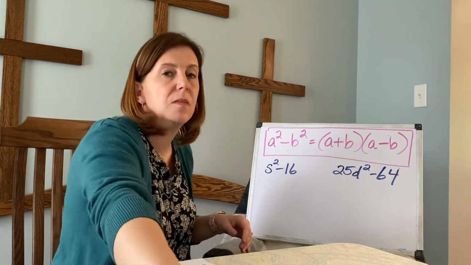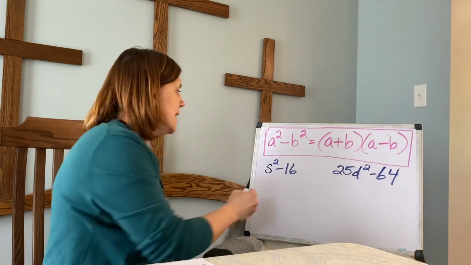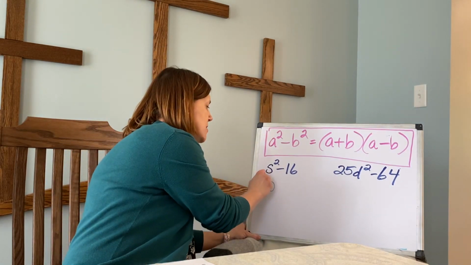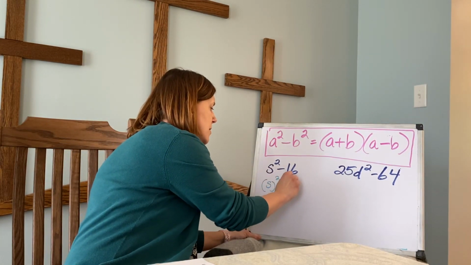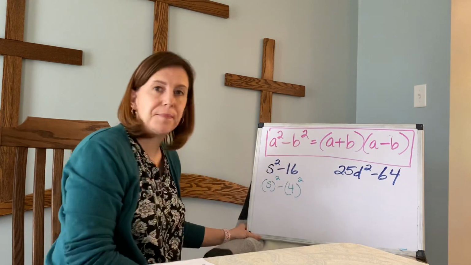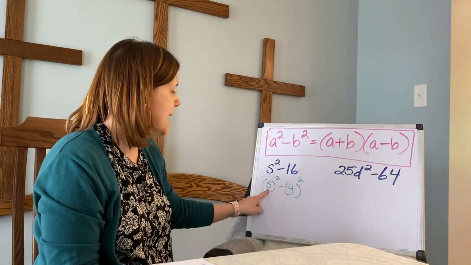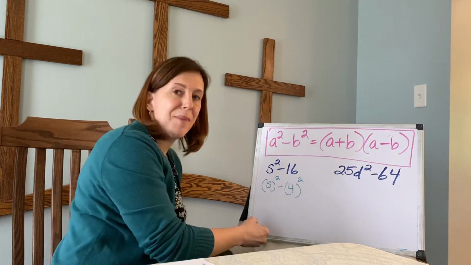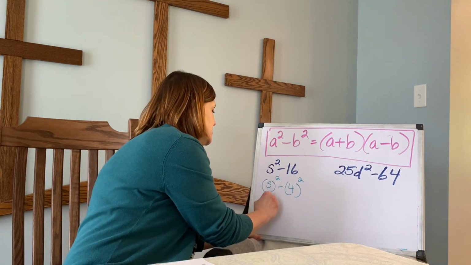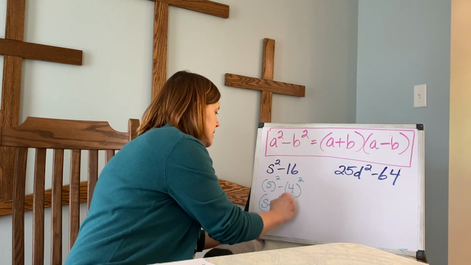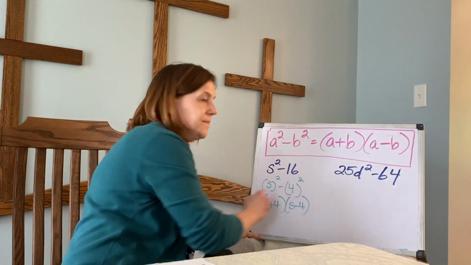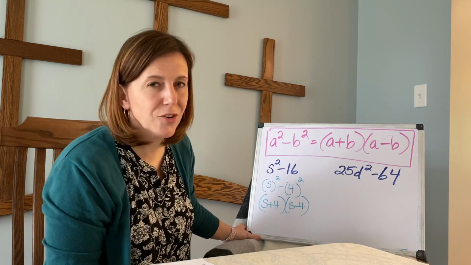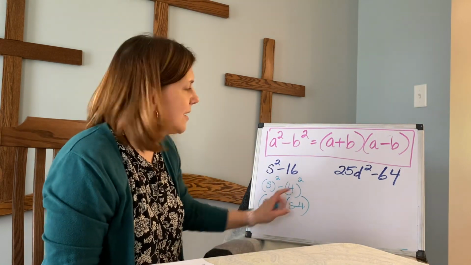Okay, here we are. I need to recognize my pattern, s squared minus 4 squared. Great, that's my A, that's my B. I make my conjugates. S plus 4, S minus 4. Done. Patterns are really helpful. Look at this next one.